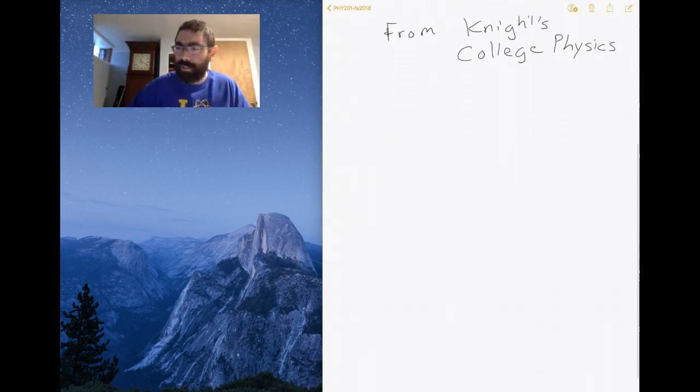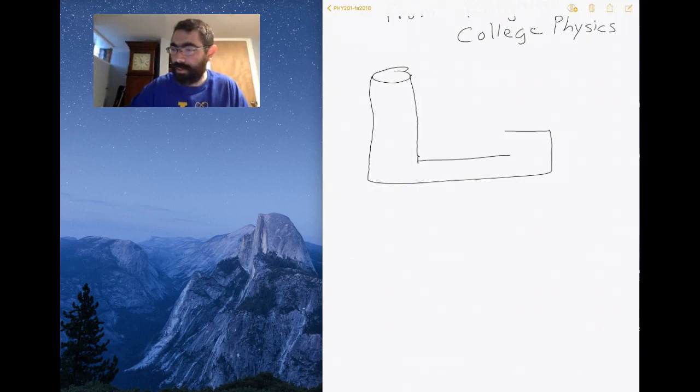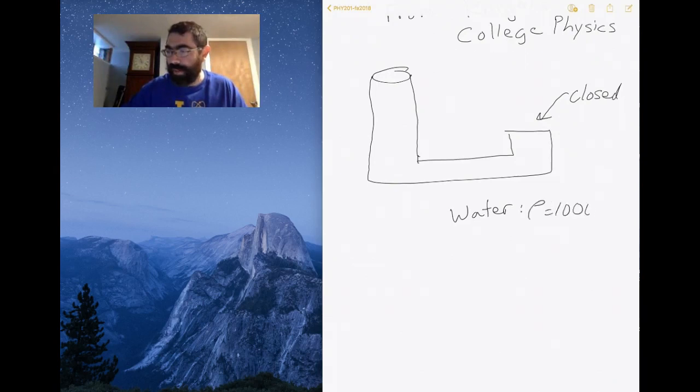Where now I've got this container. It's open on one end, but it's closed on this side over here. So this end is closed, and it's filled with water. So the fluid is water, which has a density of 1,000 kilograms per meter cubed.